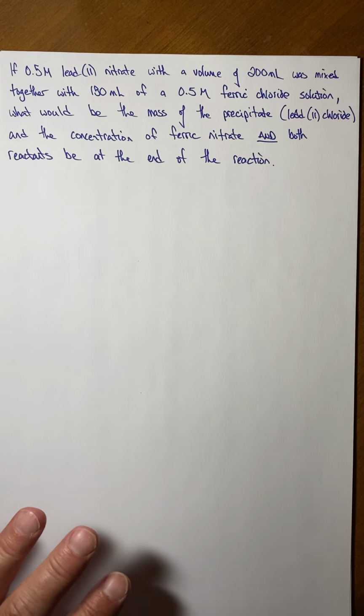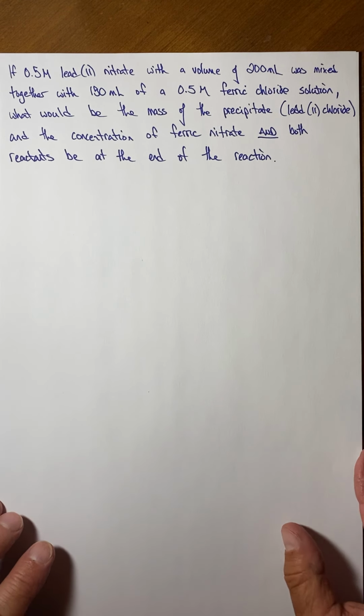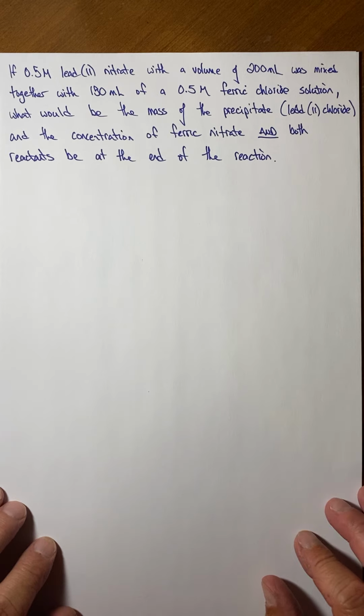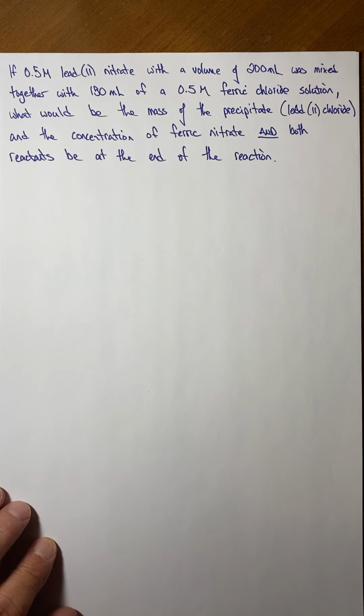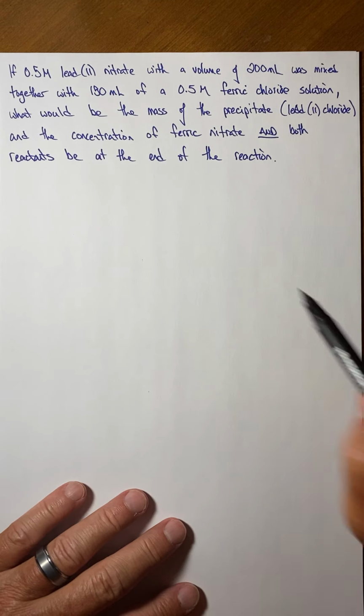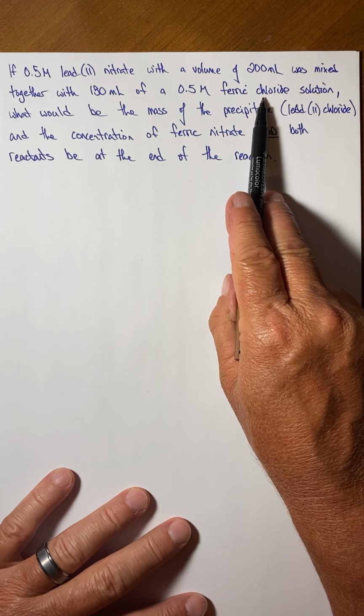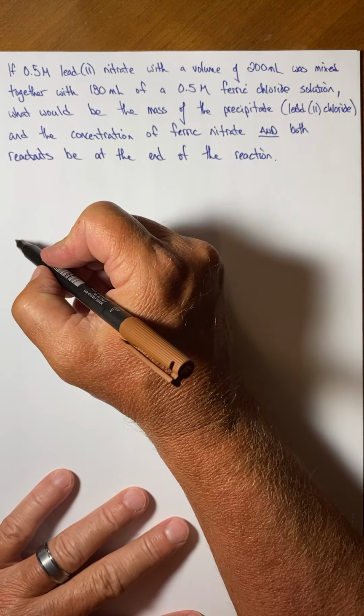This one is tough. This is one that I tend to like to do on the exam. So this one here, again, if you pause it and read the question, set up the formulas, balance it and all that, go ahead. Okay, so we are reacting lead 2 nitrate with ferric chloride. It's a double displacement reaction.